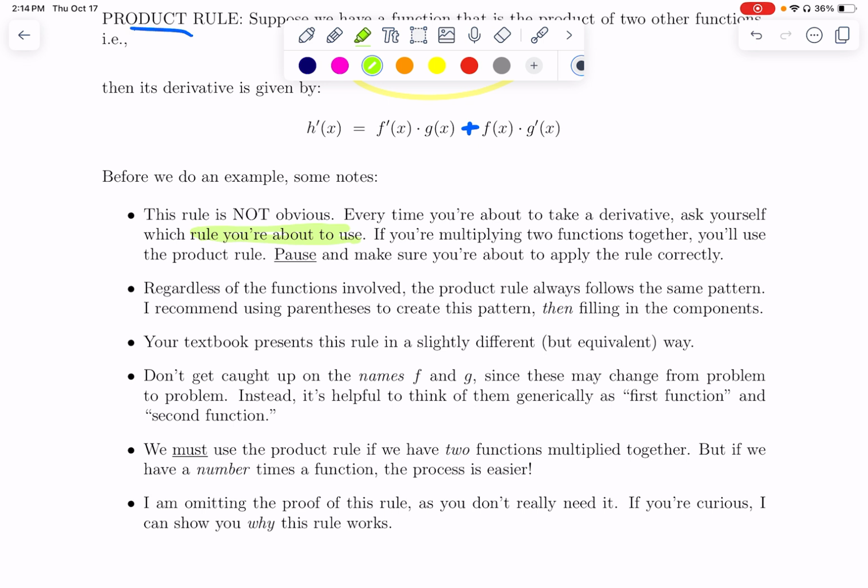So you really want to get in the habit of pausing, looking at your function and saying, how am I going to do this? Because if you just start randomly writing stuff, it's almost certainly wrong. So if you notice you're multiplying two functions together, you can say, all right, I'm going to use the product rule. And then pause, make sure you're applying the product rule correctly.